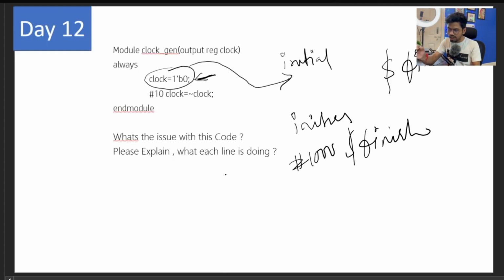I said three errors, I got two errors. What's the other error? Okay, I'm not sure. See if you find anything.